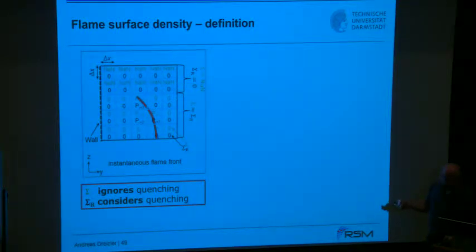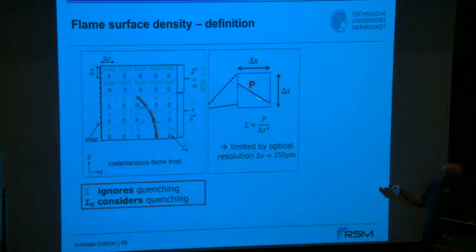And so there are two ways how to do this statistically. Here's the wall, here's the instantaneous location of the flame. You divide your region of interest into these small volumes, similar to PIV, and now you look into each of these volumes whether there's a flame or not. If there is no flame, you take it as 0. If there is a flame, you calculate simply the length in this control area. Then the flame surface density is the flame length divided by the area. That's the definition here. Up to the point where you have quenching, there is only one way to do it. Either you have a flame in or you have no flame in.